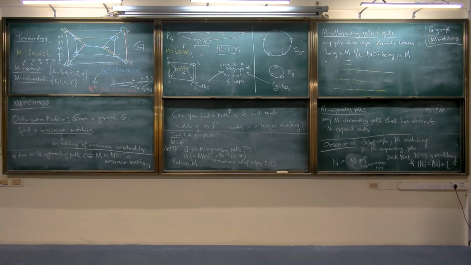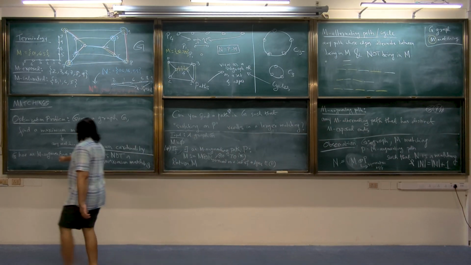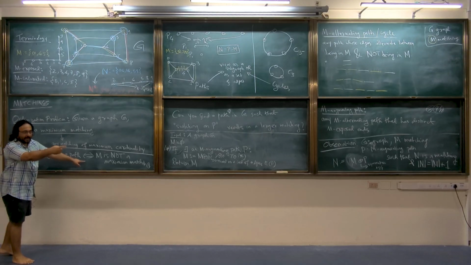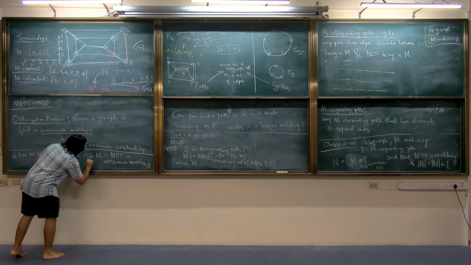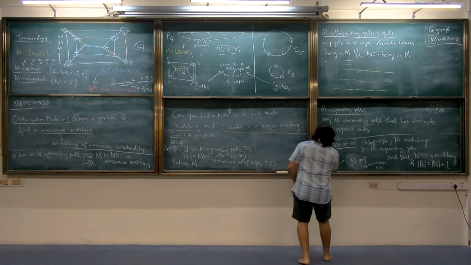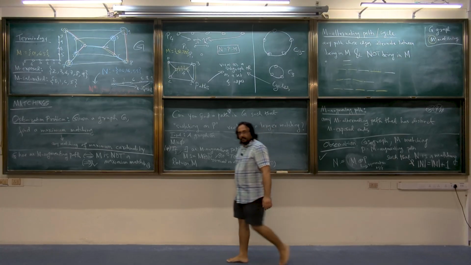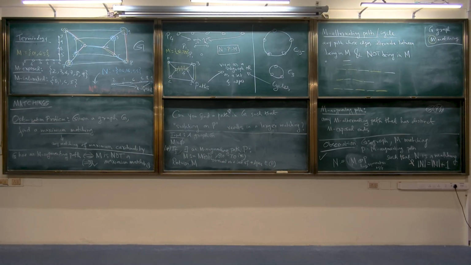Forward is already done, right? Forward is done. If there exists an augmenting path, then we were able to augment and get a larger matching, therefore it is not a maximum matching. So forward is done. Yeah, that's exactly this.